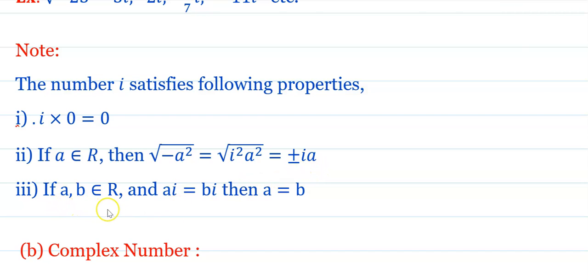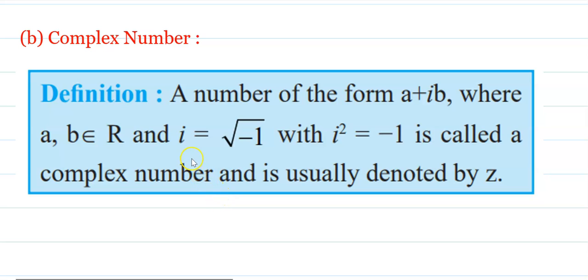If a, b belong to the set of real numbers and a + i = b + i, if this happens, जर हे दोन्ही बरोबर असतील, it's clear that a and b, these two real numbers, must be the same. Okay. Complex number. It's a definition.